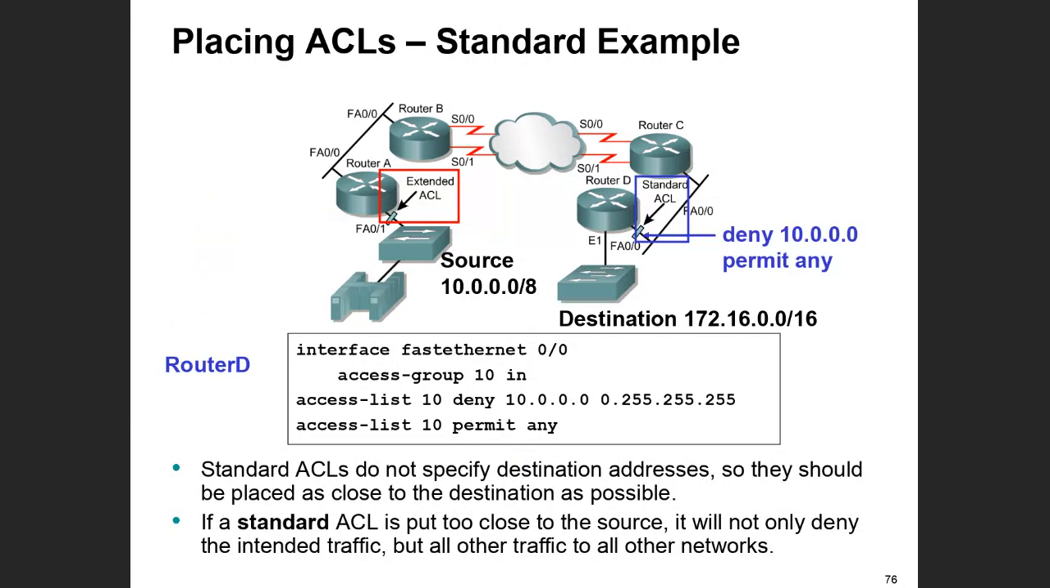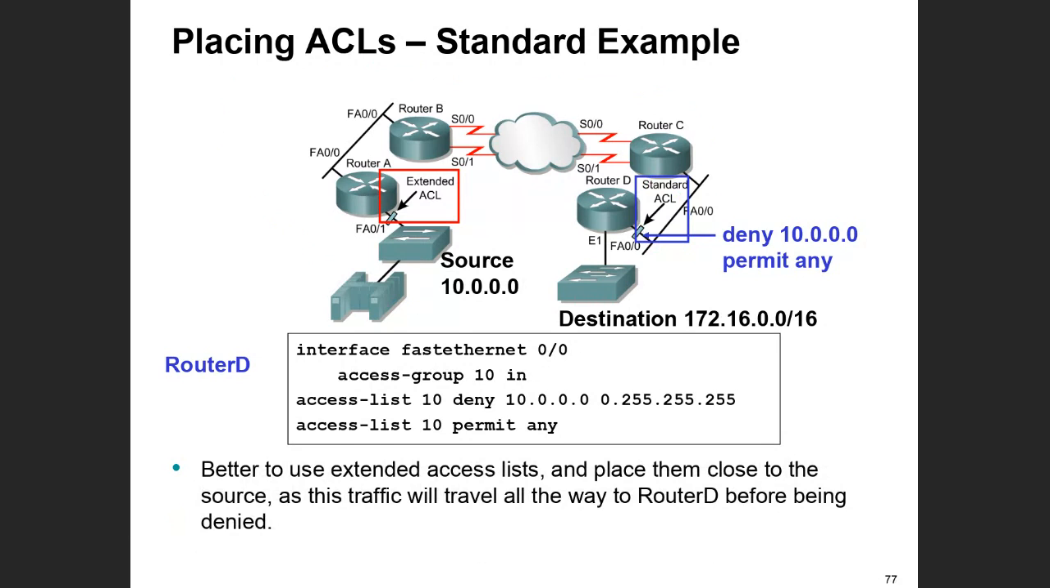If I did it with a standard access control list, I would have to put it over here in the blue square over the right-hand side. I can only filter on the source address. So in this case, deny 10.0.0.0 and permit everything else. So that's more clunky. And the traffic has to go all the way across our expensive network to here before it finally gets denied. So better to use extended access control lists and put them as close as possible.